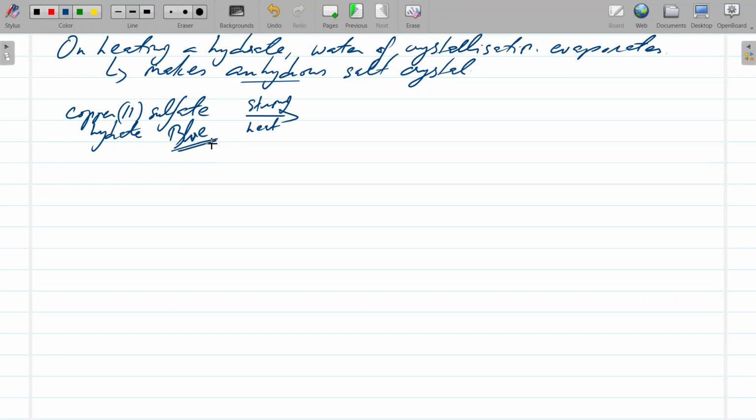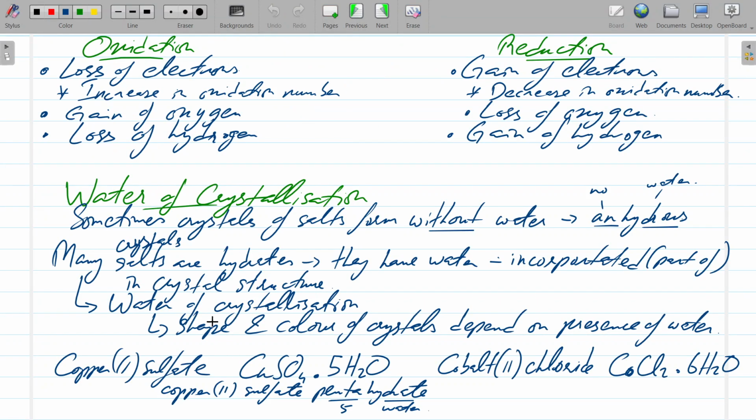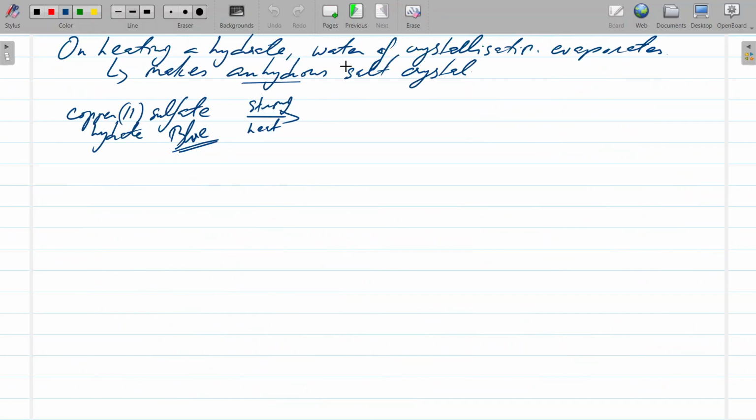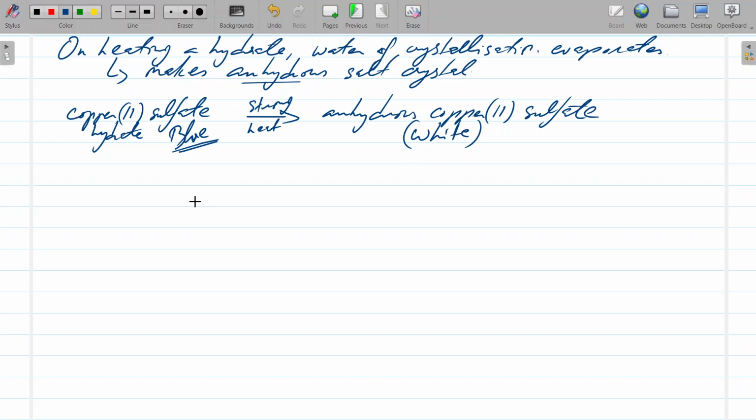So this one is blue in color. Copper 2 salts are blue in color. When you heat it strongly, as I mentioned, the water of crystallization has an effect on the shape and the color. So you're removing the water of crystallization, and so it will make anhydrous copper 2 sulfate, and the color also changes. It's white now.